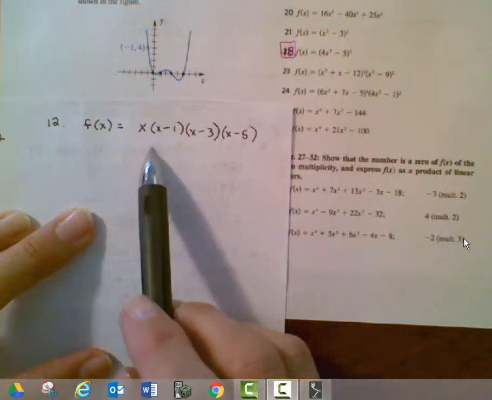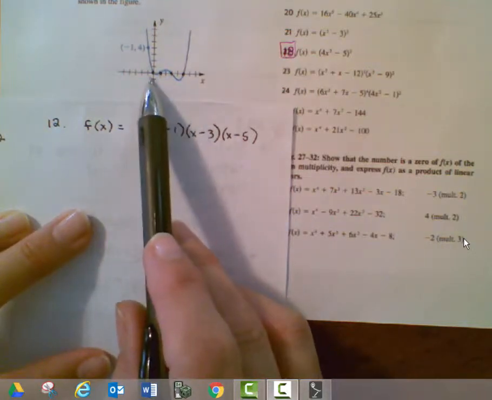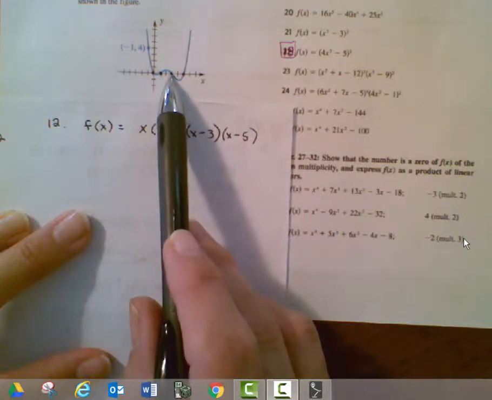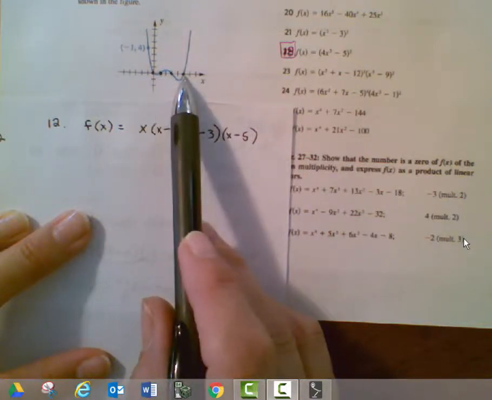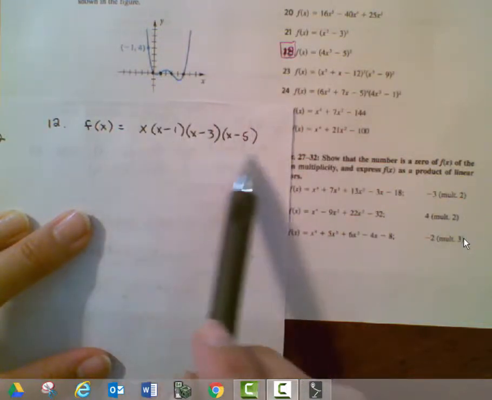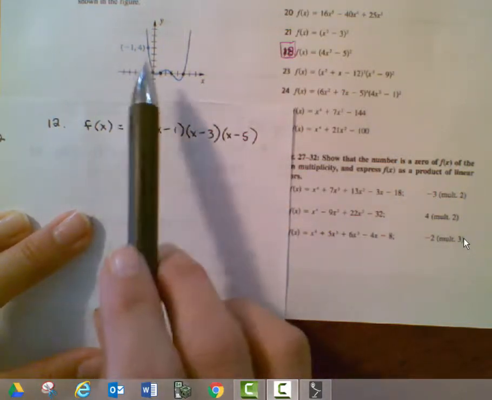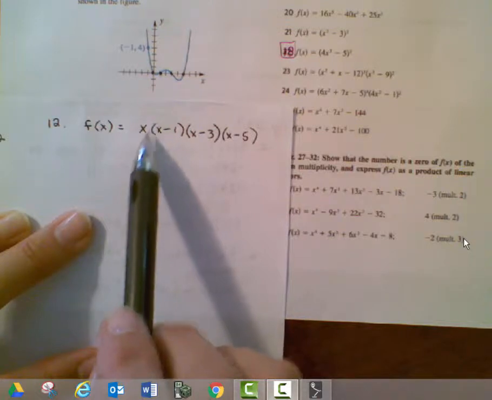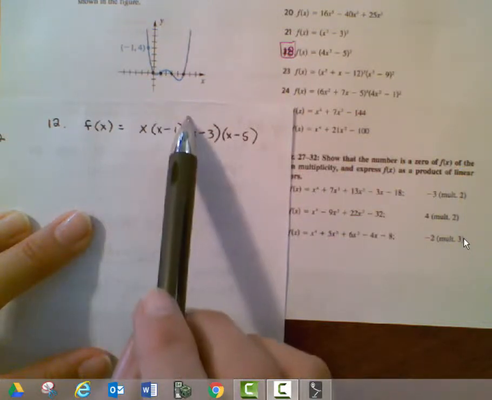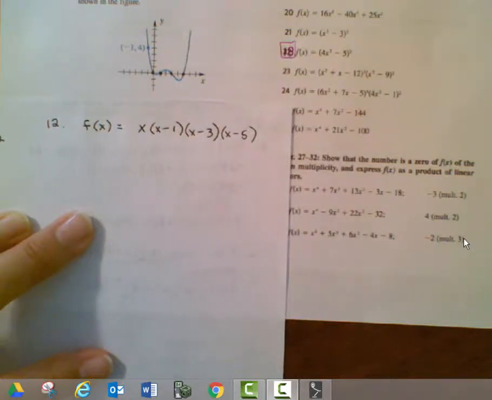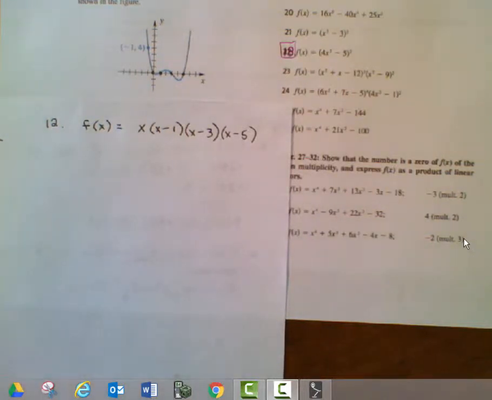One other thing I can notice is the graph crossed the x-axis at each one of those intercepts. It didn't do a U-turn at any intercept. That means all of these factors are of odd multiplicity. Actually, to be a 4th degree polynomial, they would each be raised to the 1st power to have odd multiplicity, but a 4th degree polynomial.